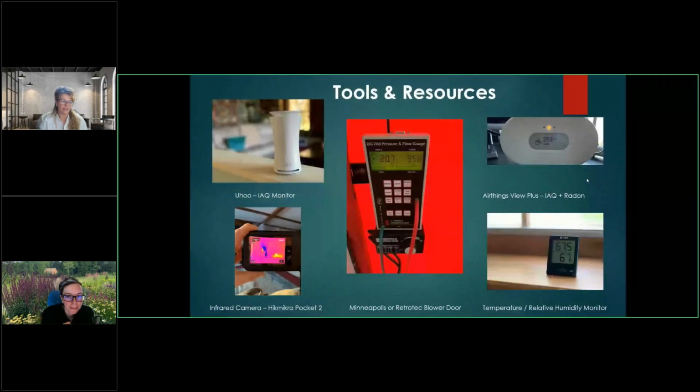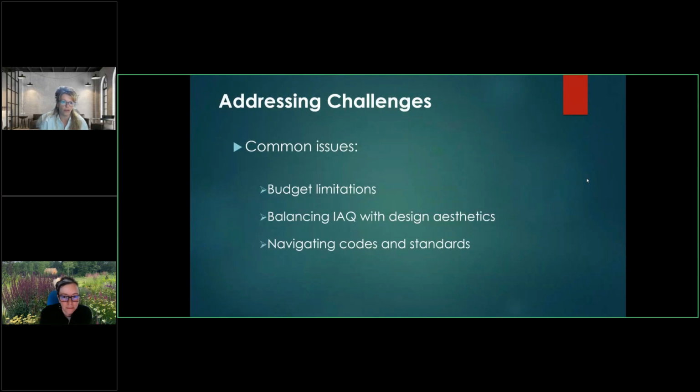We're going to kind of skip over the tools and resources, but if you have any questions, a lot of indoor air quality monitors, infrared cameras, obviously doing blower door is really important. But if you have more questions about these, just reach out to Emily or I, and we're happy to discuss these more with you. Obviously, addressing challenges, a lot of common problem budget limitations, but like Emily talked about, knowing these things up front is the least expensive time to address them.